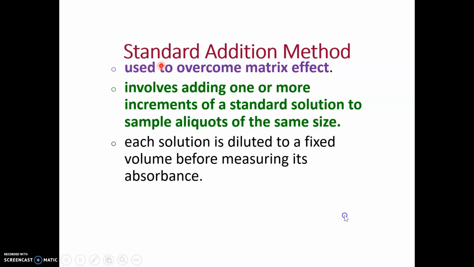Okay, the second method is standard addition method. This method is used to overcome matrix effects. The standard calibration method is normally used for lab samples, but the standard addition method is used for real samples. What does it mean by real sample?